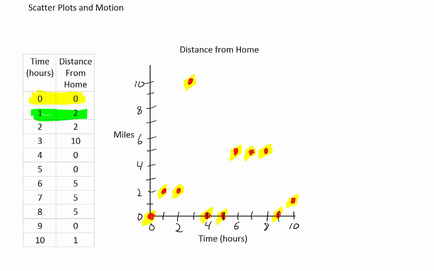In this lesson, we introduced scatterplots for graphing two variable data and created a motion scatterplot using the variables time and distance.